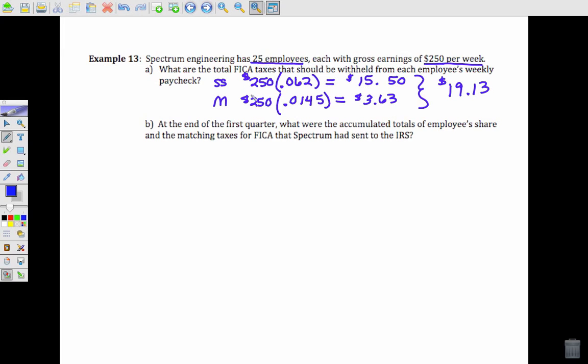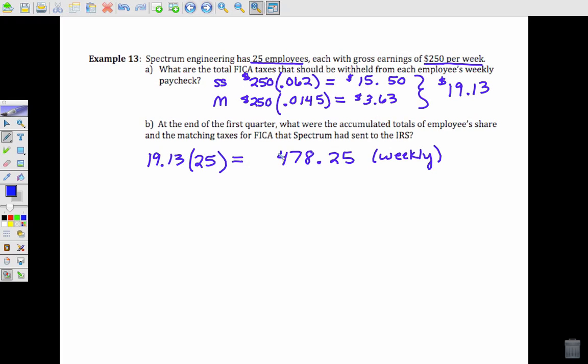All right, that would be for each employee. Now, at the end of the first quarter, what were the accumulated totals of the employees' share and the matching taxes for FICA that Spectrum had sent to the IRS? Well, if you had $19.13 for each employee, you take that times 25, for all of them, and that's $478.25. Again, this is weekly.